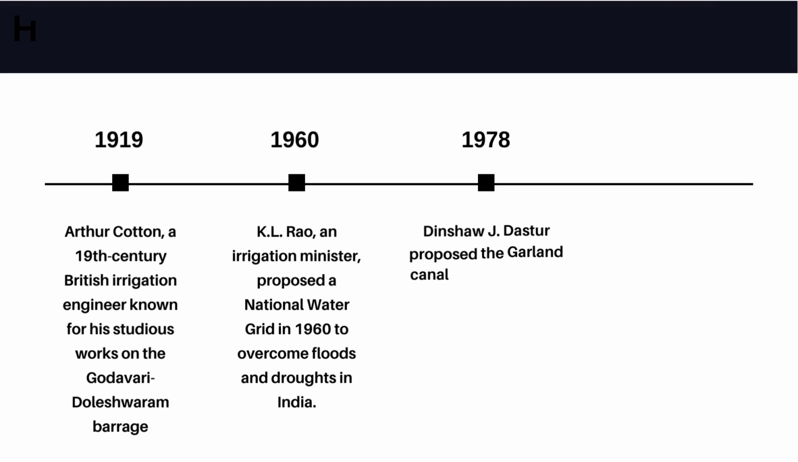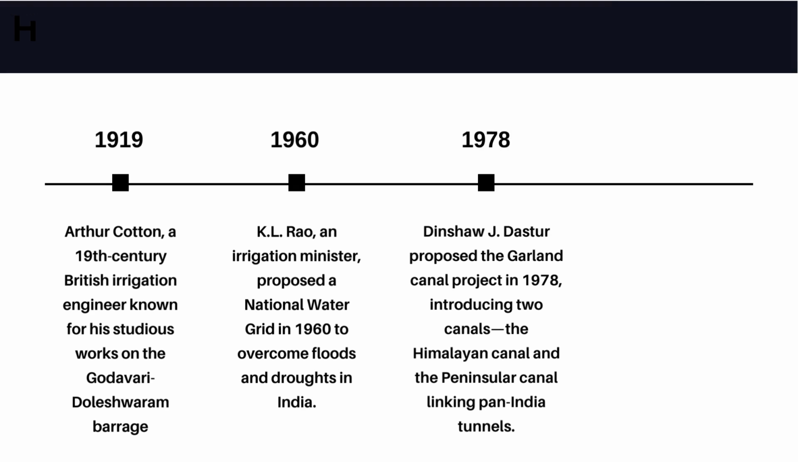The Garland Canal project was proposed by Dinshawji Dastoor in 1978, introducing two canals, the Himalayan Canal and the Peninsular Canal, linking pan-India tunnels. The interlinking of rivers idea was revived in 1999 and turned out to be a dream project of Shri Atal Bihari Vajpayee and Shri APJ Abdul Kalam.